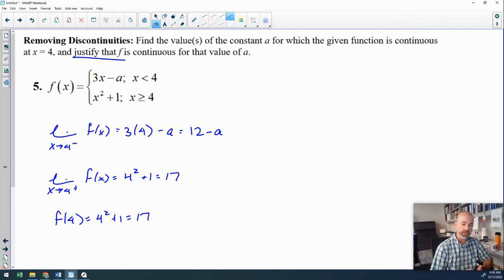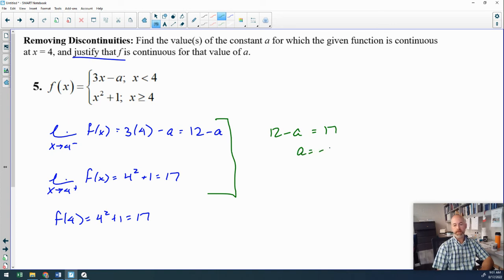And in order for this function to be continuous, I need all of these to be equal. It really doesn't matter which two you pick, but I need 12 minus a to equal 17. 12 minus a would equal 17 when a is -5. So there is your value of a that makes this function continuous.